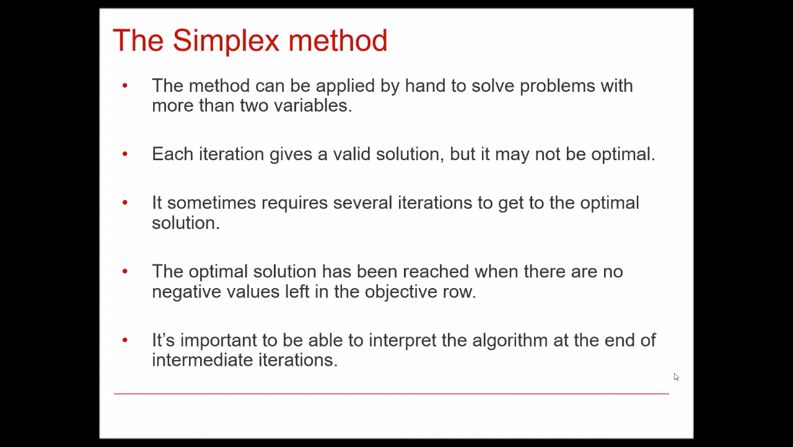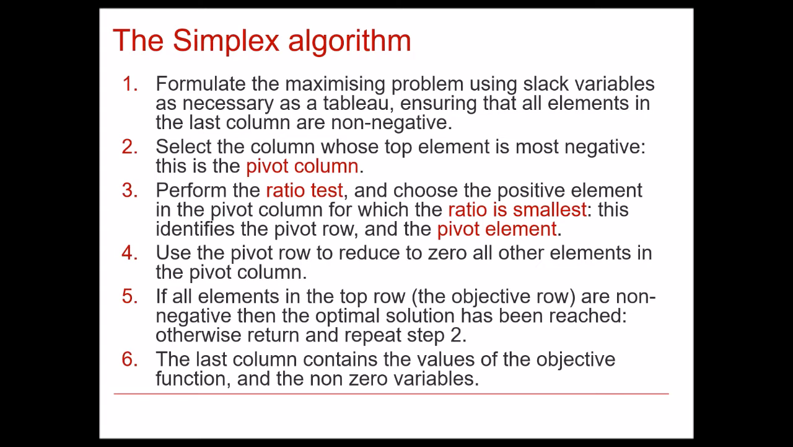And at the end of each iteration, we can interpret the algorithm in terms of a place where we're located within the feasible region. What we saw previously was that we are moving from the origin where we start towards the optimal solution at each stage. Now, just a reminder of what the stages of the algorithm are. The first thing is we have to formulate the problem as a maximization problem using slack variables, and we transfer the coefficients into what's called the Simplex tableau. It is important to make sure that the elements in the final column are non-negative, and we could ensure that by multiplying through by a negative number if we needed to.